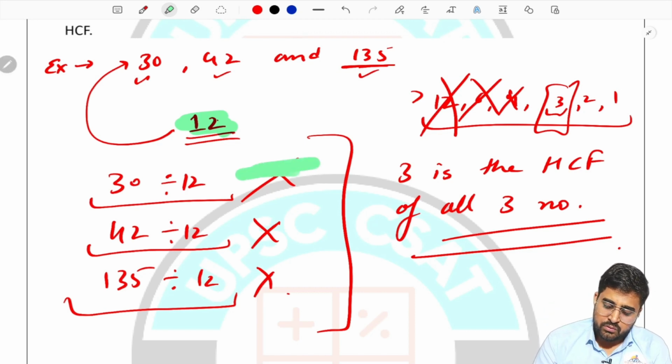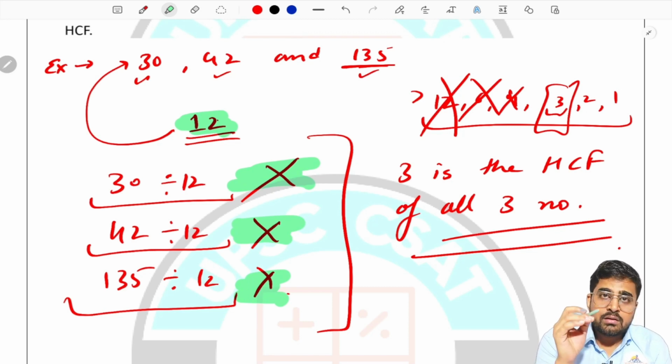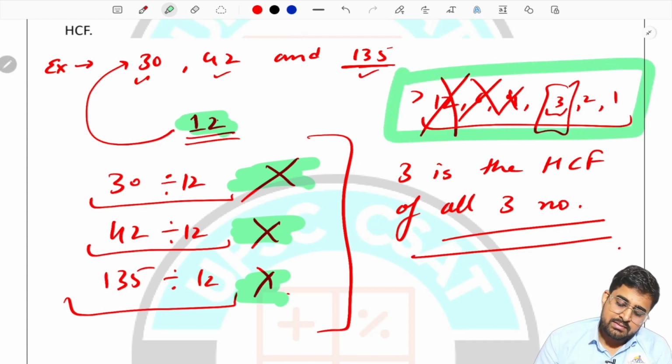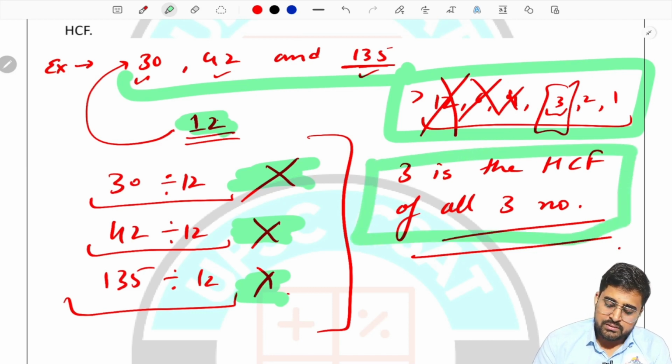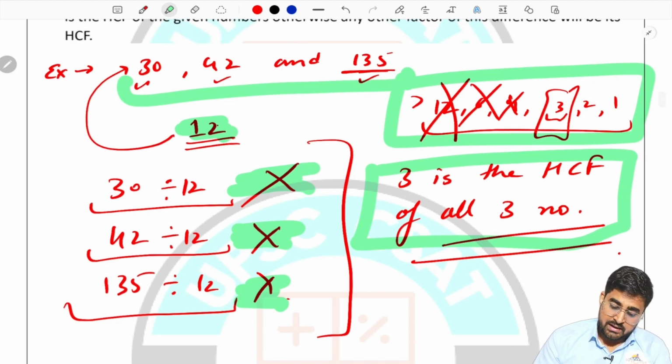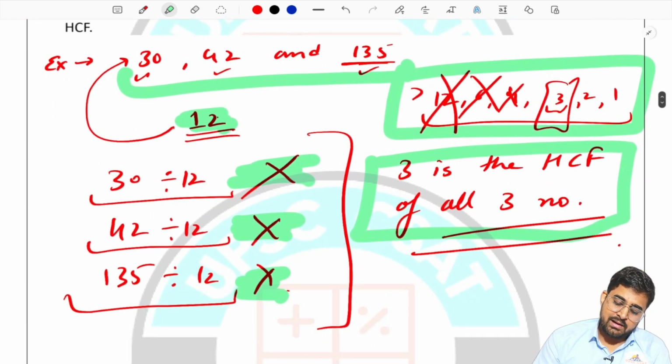If the answer is no, which is the case here, then try to make factors, which we have done here. We make the factors and then try to divide these numbers. In this case, 12 is not able to divide them. 6 is not able to divide them. 4 is not. But 3 is dividing all three. So 3 becomes the answer. I hope you understand this note also. This is a very good note, and this is basically a trick to find the HCF in a faster way.